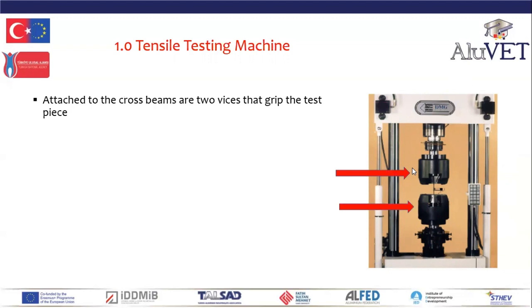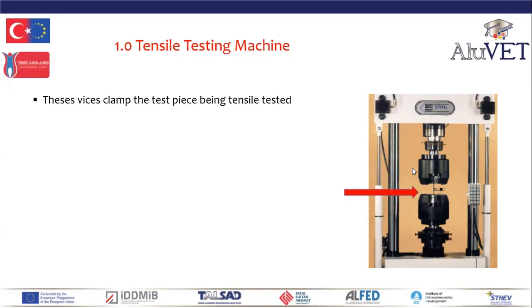Attached to both cross beams are grips. In this picture, the large black vices. The grips hold onto the test piece so they can take the tensile component. They can be designed to take a component, or they can be designed to take a test piece. And the vices clamp the test piece being tensile tested.